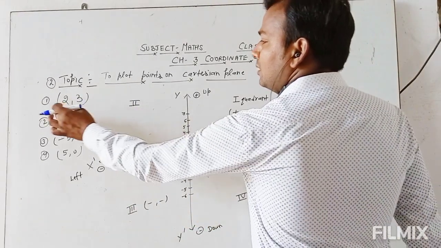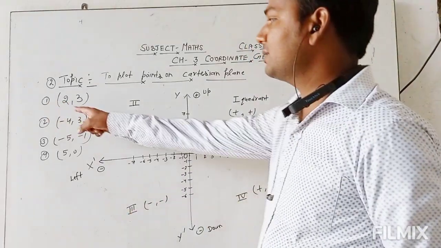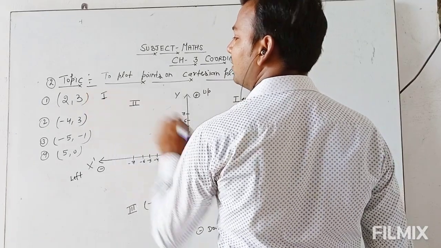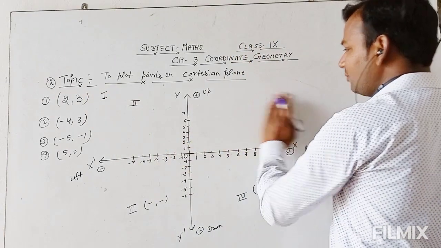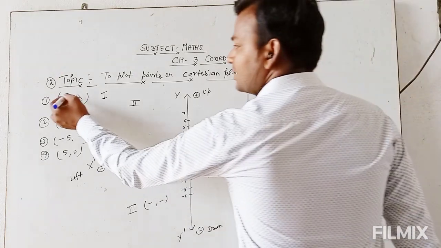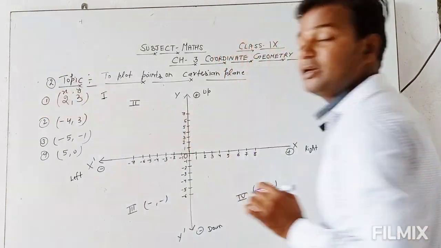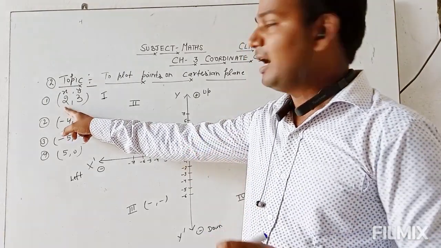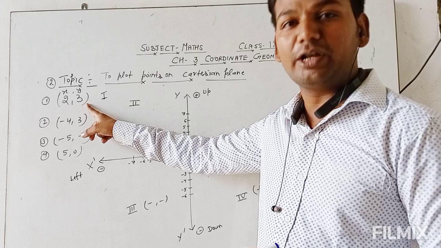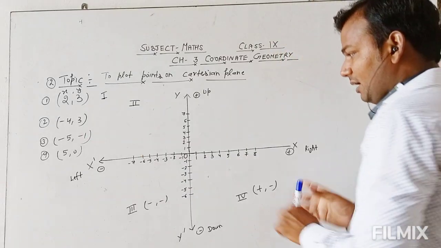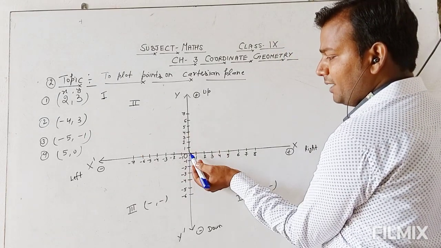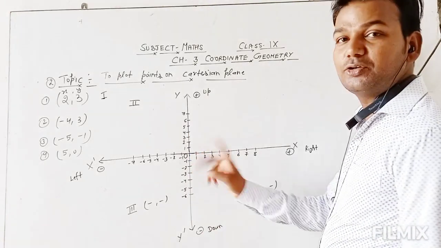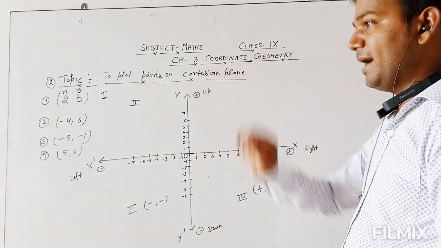So the first point is (2, 3). Here the x coordinate is positive and the y coordinate is positive, so it will lie in the first quadrant. This is the x coordinate, and this is the y coordinate of the point. The x coordinate's second name is abscissa and the y coordinate's second name is ordinate. The intersection point of these two lines is known as the origin, and the point of origin is always (0, 0).